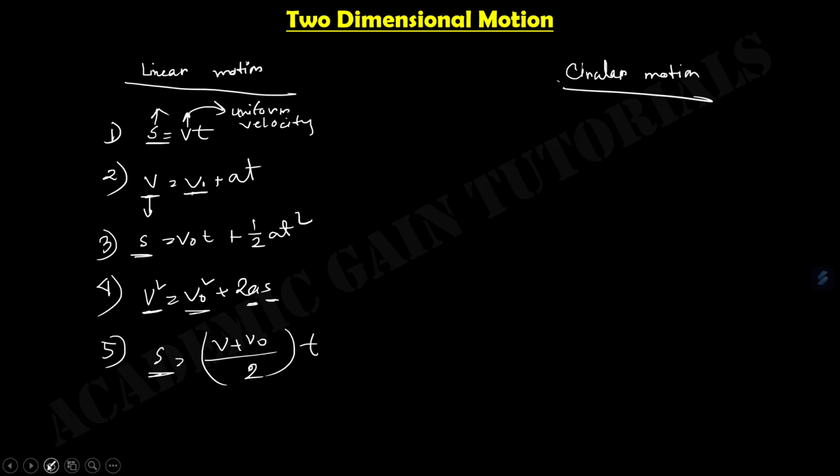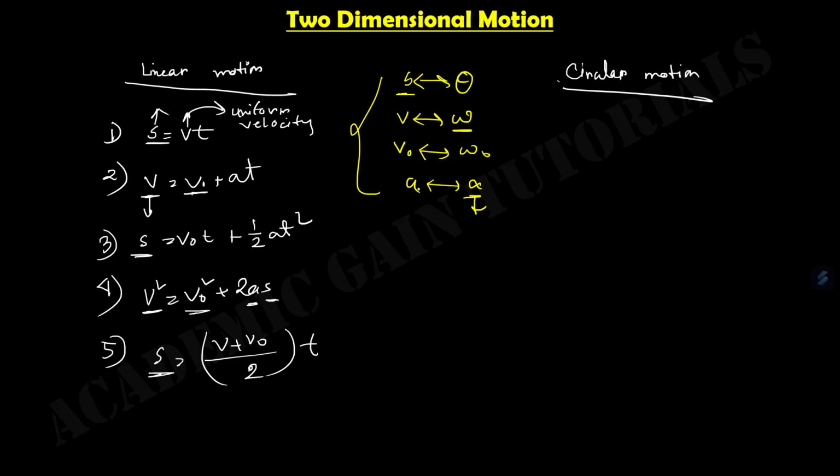Circular motion equation. Here, in that case, we will replace the linear displacement or linear distance with theta. We will replace v with omega, which is our angular velocity. We'll replace v naught with omega naught. We will replace a with alpha. Here alpha is the angular acceleration, while a is the linear acceleration.